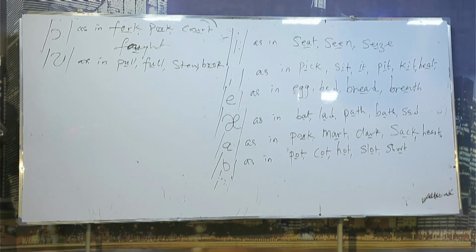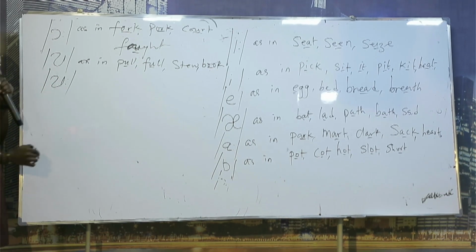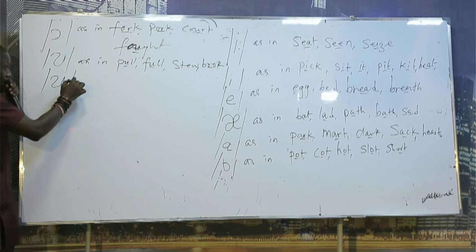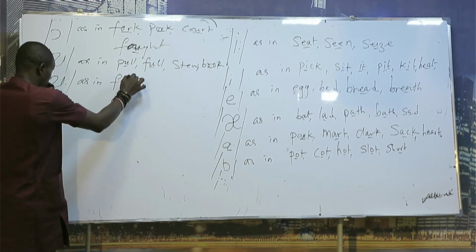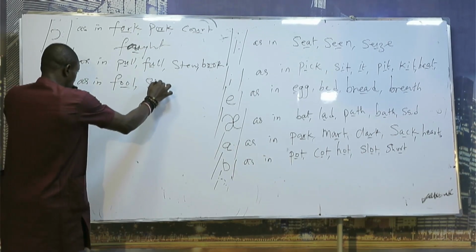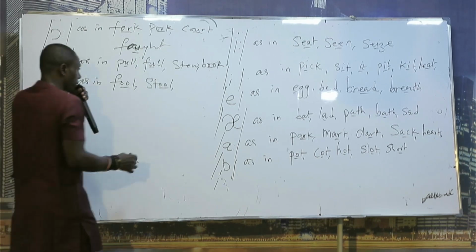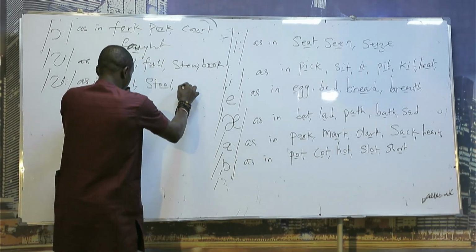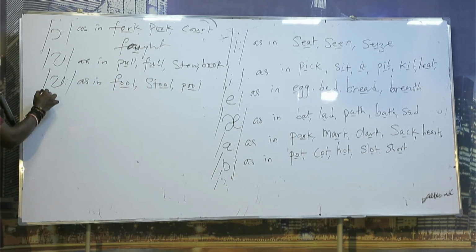Short. Look at the long one. That is number 9. Long oo sound, as in F-O-O-L, fool. S-T-O-O-L, stool. And then pool, P-O-O-L.